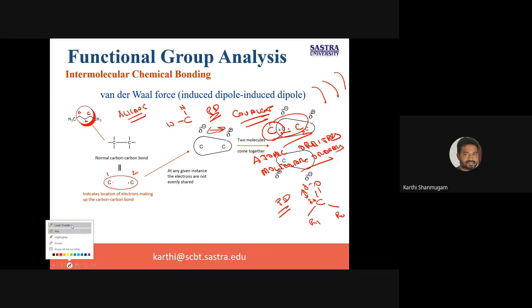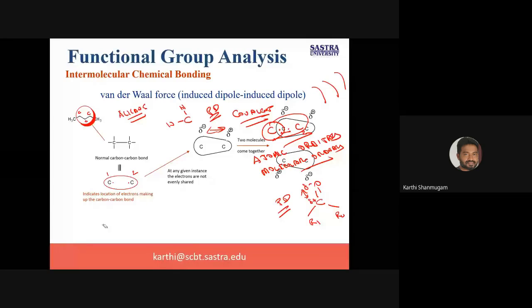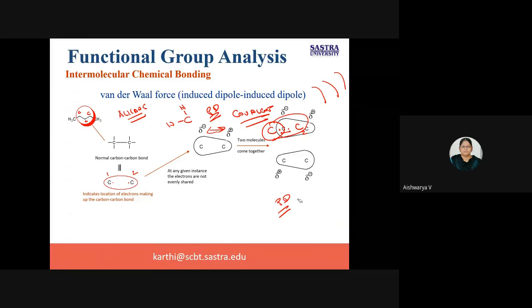Anybody having an answer or not? More electronegative. Finish the answer. Give completeness to your sentence. More electronegative. Sharing of electrons will be unequal. Who is answering? So Aishwarya.